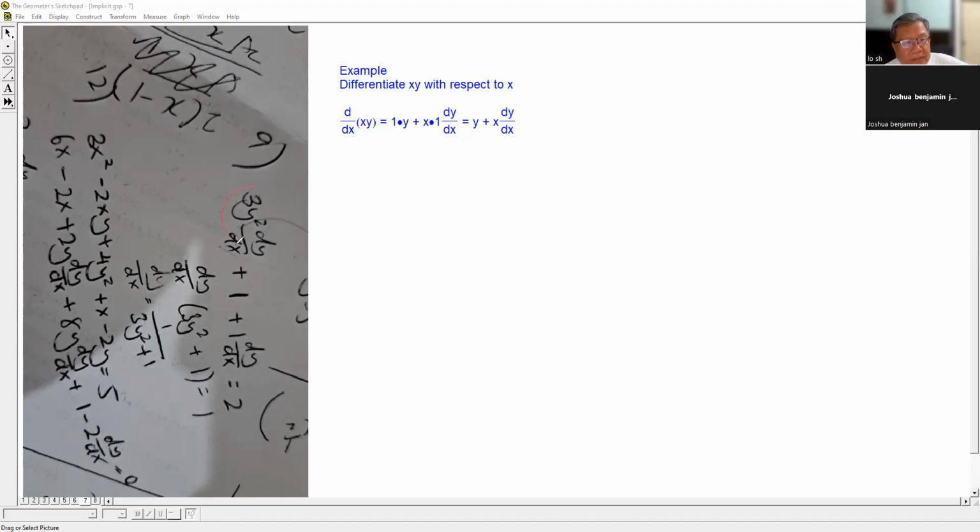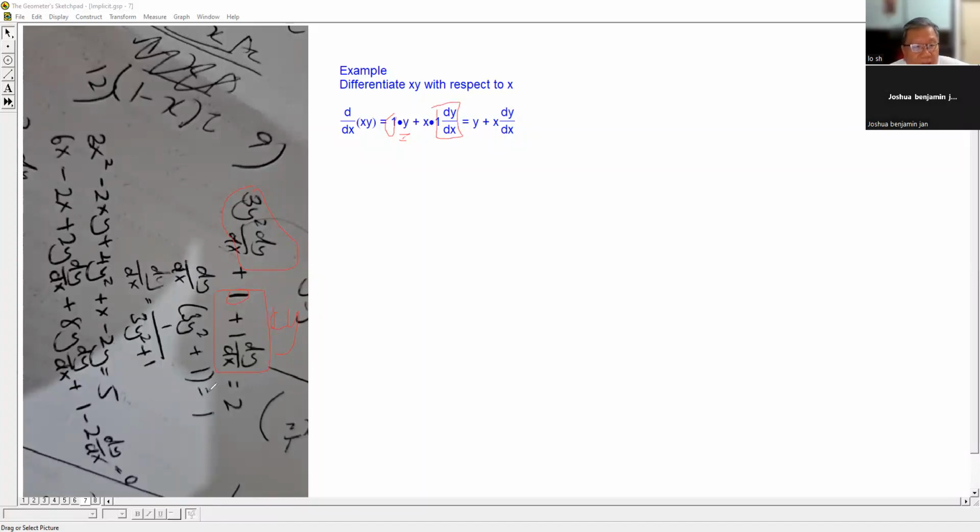This part is correct. This part is correct. This one is wrong. This one is wrong. Now, this one, the original one is xy. X1 is these two. Now, when you differentiate the x, you have to keep the y. So this one should be y. Then the next part, when you keep the x, you differentiate the y. This is what you get when you differentiate the y, 1 dy dx.